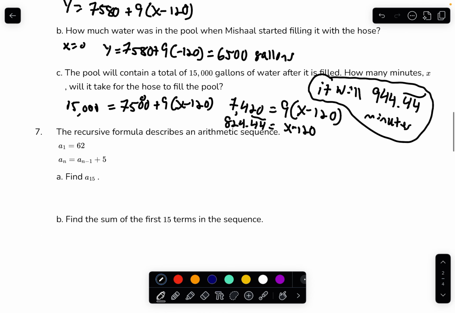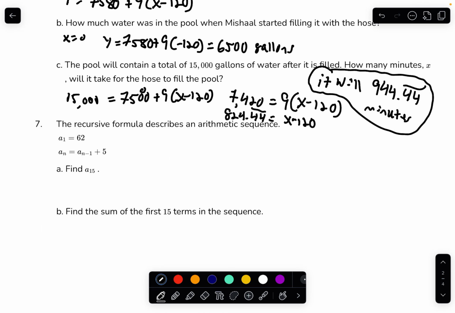All right, number 7. The recursive formula describes an arithmetic sequence. Find a of 15. They gave us that a of 1 is 62, and then the new term, remember what this recursive means: the new term equals the old term plus 5. So we're adding 5 each time. If we start with the first term being 62, we have to add 14 more 5s because they want the 15th term.